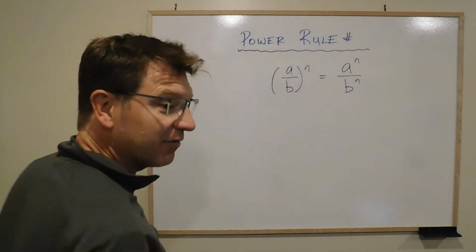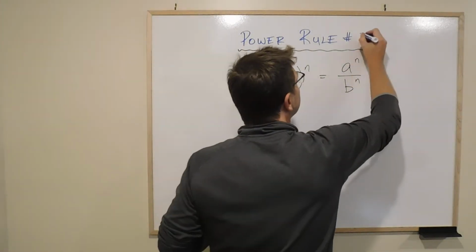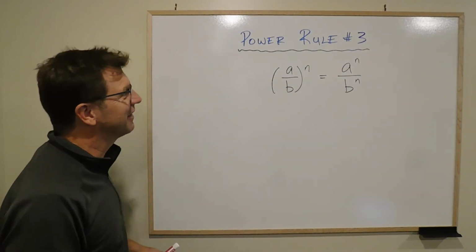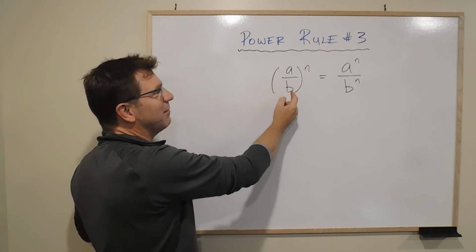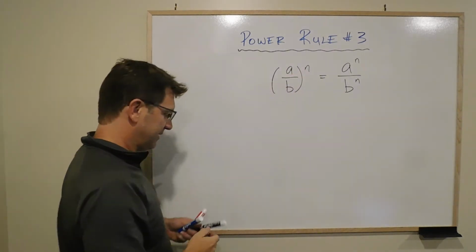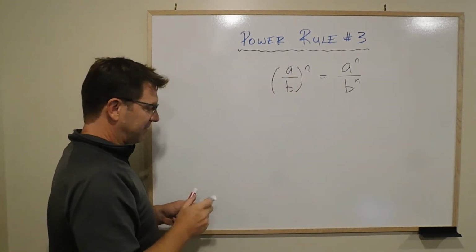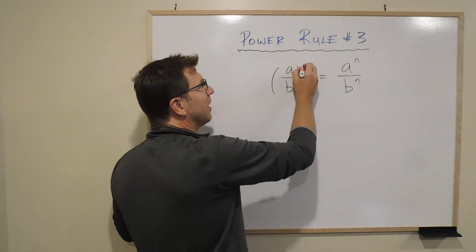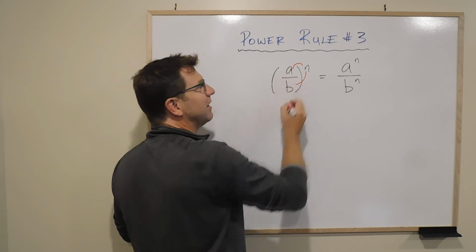Okay, and here we have power rule number 3. I know this is very exciting, isn't it? But here we go. If I had a divided by b to the exponent n, then it's very similar to power rule number 2 because this exponent applies to both pieces individually.